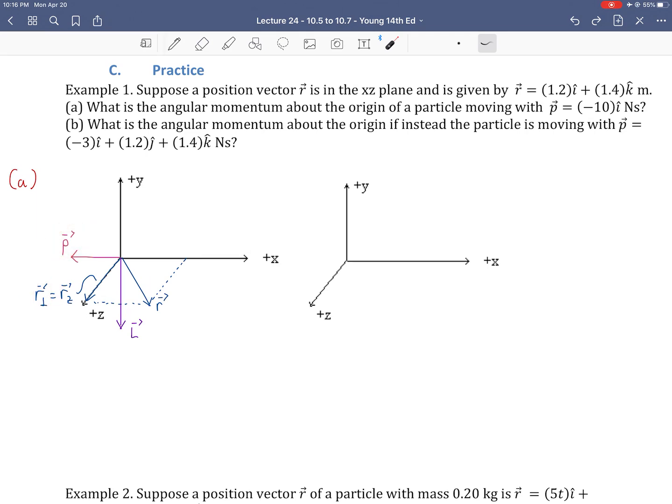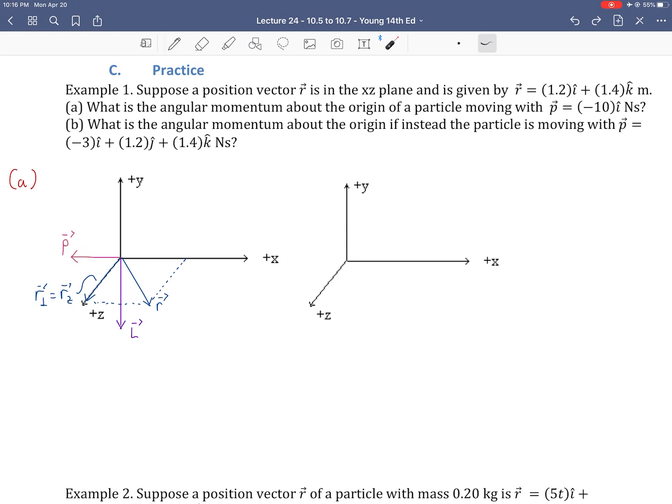And so I could literally just multiply the perpendicular component of R by P itself. Well, let's look over here. The perpendicular component would be the z component, so I'd have 1.4 and I multiply by negative 10. Then my angular momentum should have a magnitude of 14, and it should be negative 14, entirely in the y direction due to the right-hand rule. So literally, we could do it with almost no computation, and it's good to have that as one way to approach this problem.